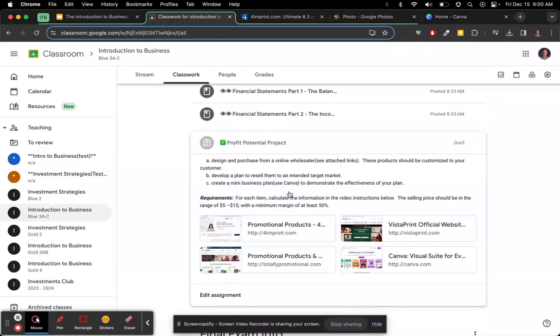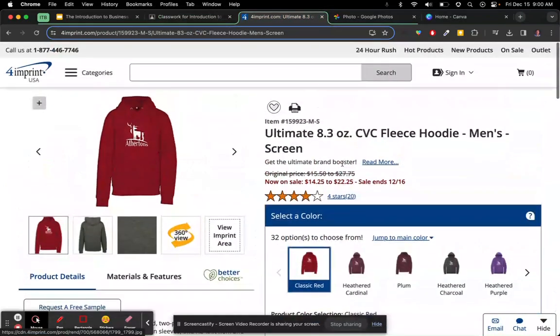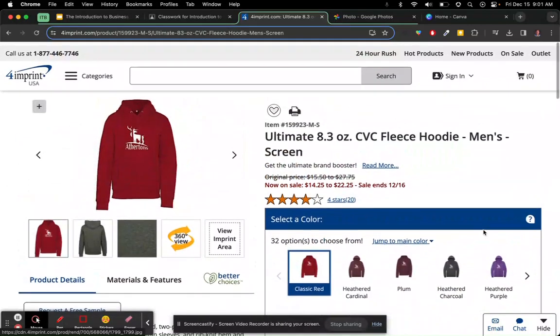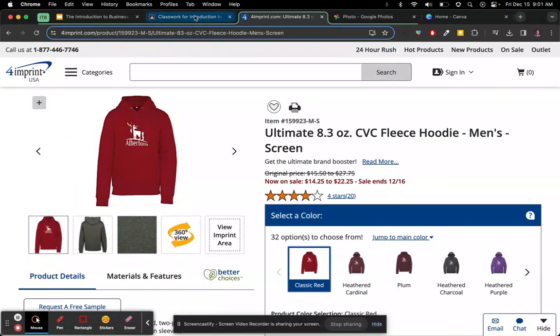Well, our goal is to not just buy these promotional items. We want to buy them and then resell them for a higher price than what we paid. The selling price for these items should be in the range of between $5 and $15 with a margin of at least 50%. Now the sweatshirts are probably going to be a little bit different, because if I buy 288 sweatshirts, it's going to cost me $14.75 each. So I'm obviously going to have to sell them for more than $15 if I want to make that minimum margin of 50%. Depending on how expensive your product is, your selling price could change.